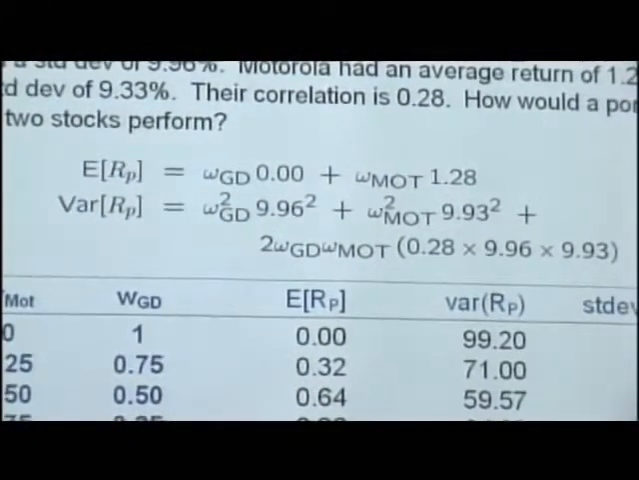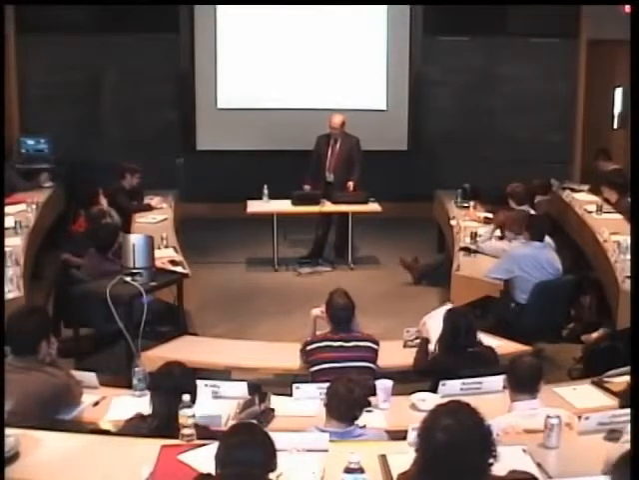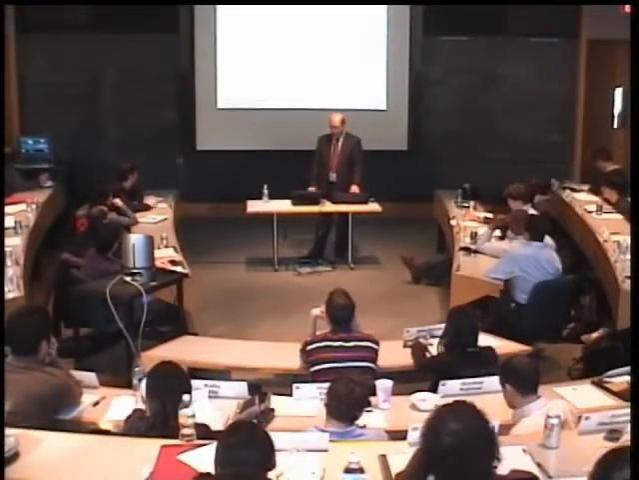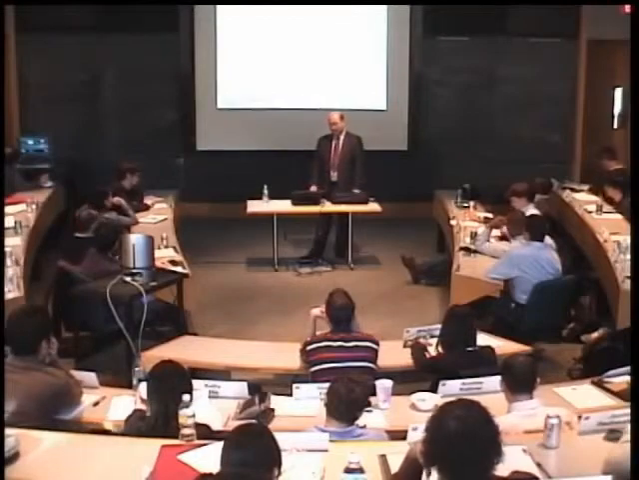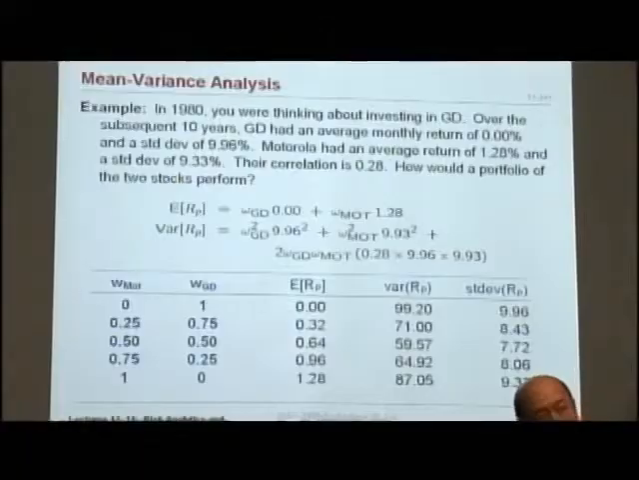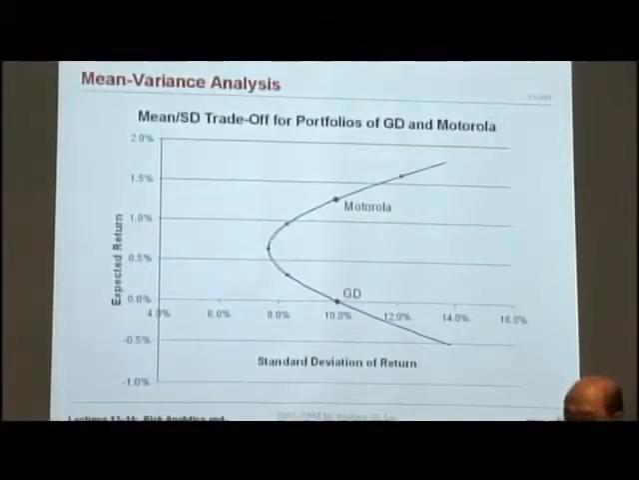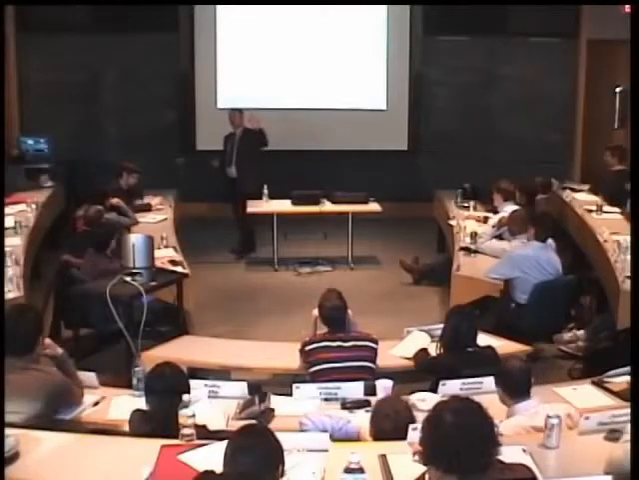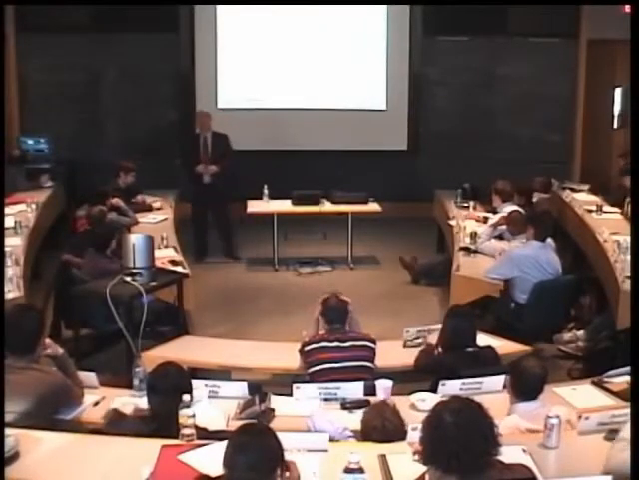OK. So there are some other examples that I'd like you to work through on your own. This is another portfolio calculation. Just go through the same calculations that we did here. And you'll graph the different risk-reward trade-off between these two, General Dynamics and Motorola. And you can get exactly the same analysis with those two stocks, General Dynamics and Motorola. OK?